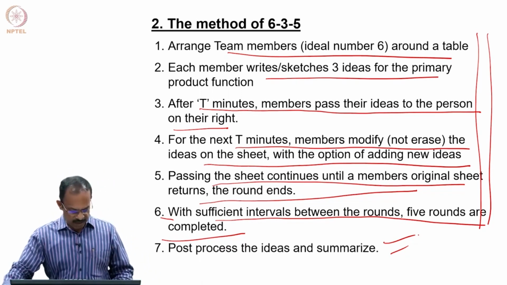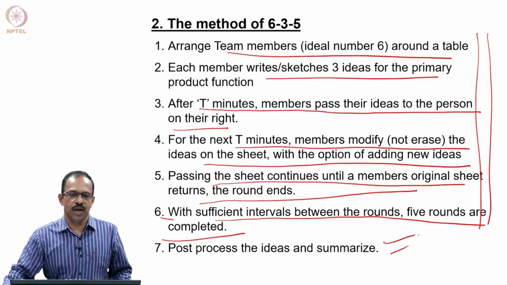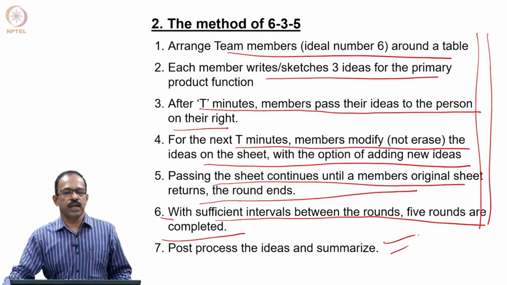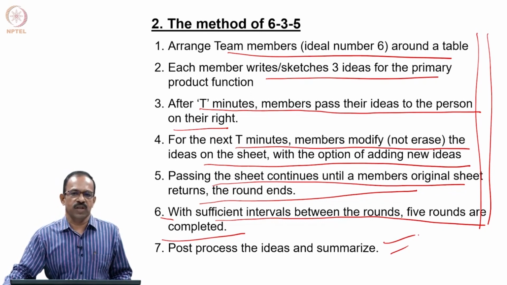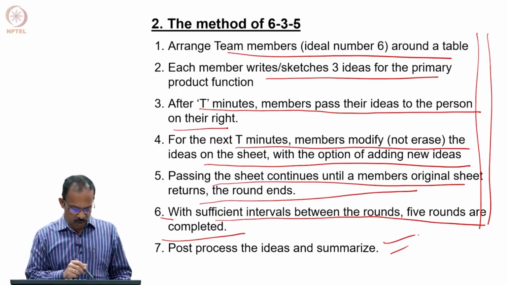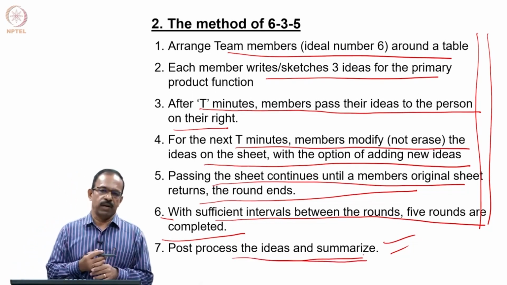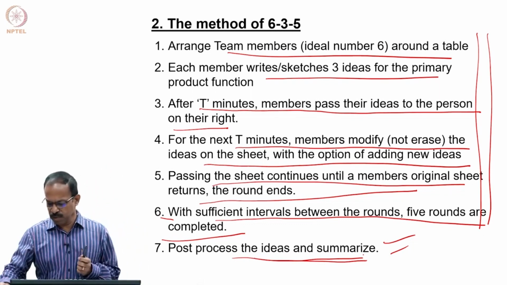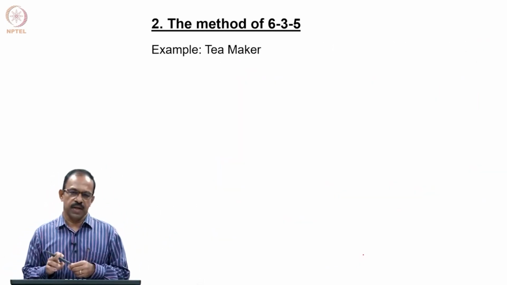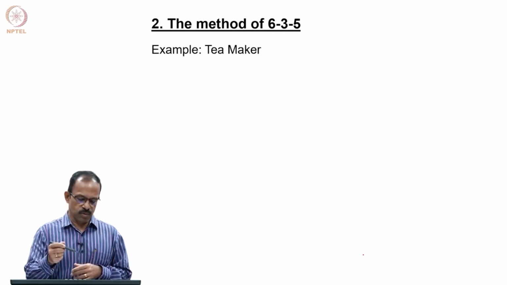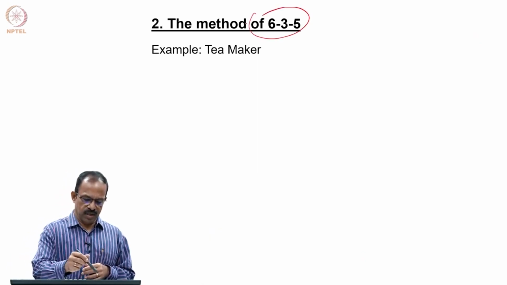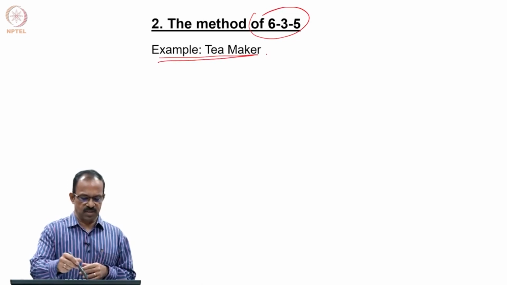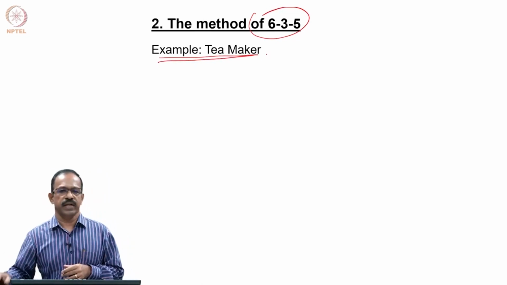We will take an example in the next class and see how this 6-3-5 method can be used for solving design problems. Once you have the ideas, of course, you need to summarize and then develop concepts based on the ideas. So, I will stop here. We will discuss this in the example in the next class. We will use the method of 6-3-5 in the case of designing tea makers. So, that we will see in the next class.